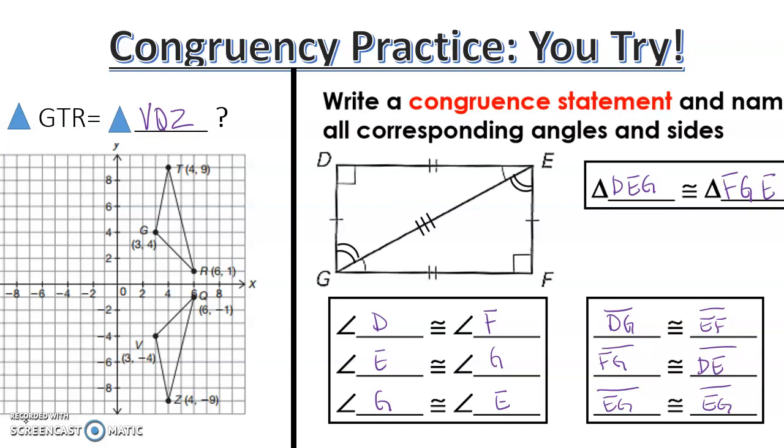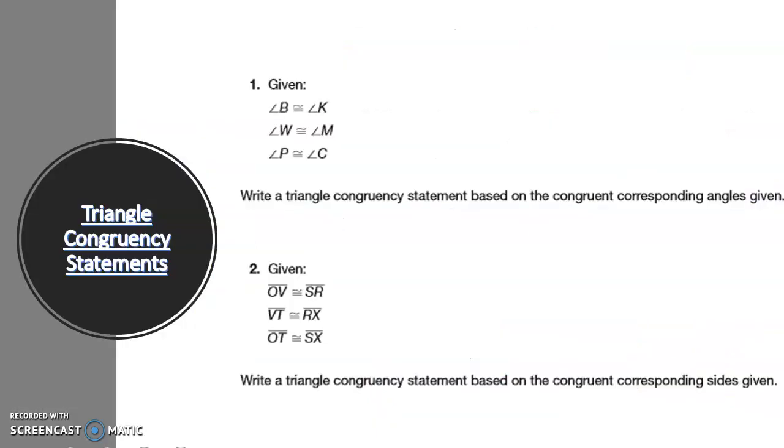You should have had angles D and F as congruent, angles E and G as congruent, and angles G and E as congruent. For your sides, DG is congruent to EF, FG is congruent to DE, and EG is congruent to EG. Again, you may pause the screen to do the example shown.